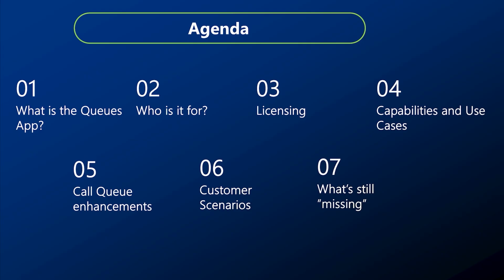We'll talk a little bit about the licensing as well. So what kind of licensing you're going to need from a Microsoft perspective to be able to use the Qs app. We'll talk about some capabilities and use cases, so what the Qs app can actually do. We're also going to spend a little bit of time talking around the standard call queue enhancements that have come to Teams Phone as well. You'll understand why that kind of connects and makes sense.